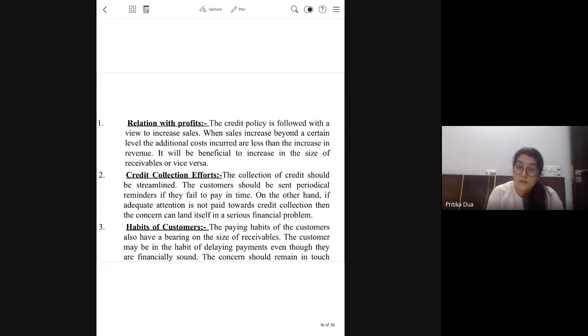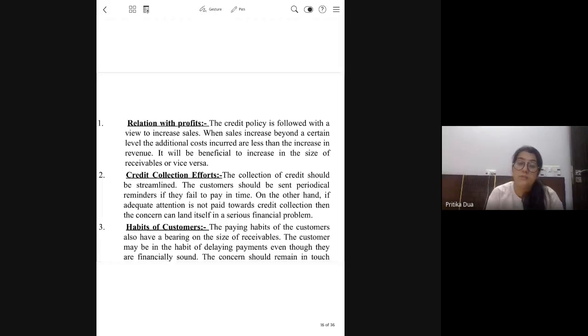Credit collection efforts. Okay, if a firm has a department which is totally devoted to credit collection, तो उस केस में आपके रिसीवेबल्स की जो अमाउंट है वो फॉल करेगी, जितनी एफिशिएंसी से आपका डिपार्टमेंट वर्क करेगा. Then habit of customers. Some customers are very prompt with payment, some delay payment. So all that will affect the size of receivables.